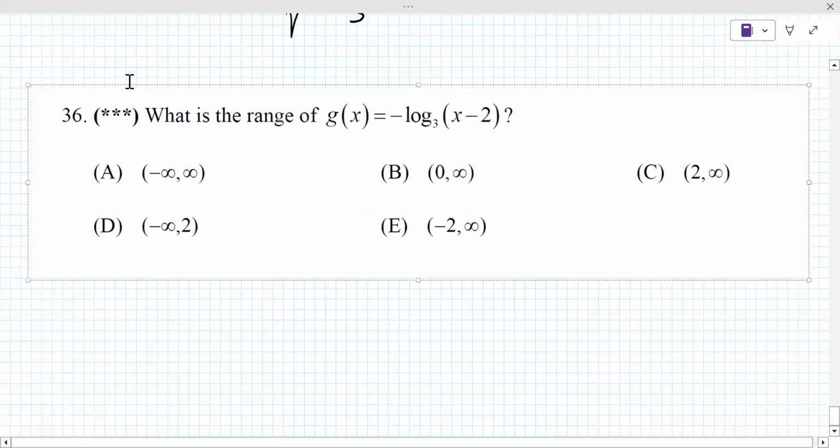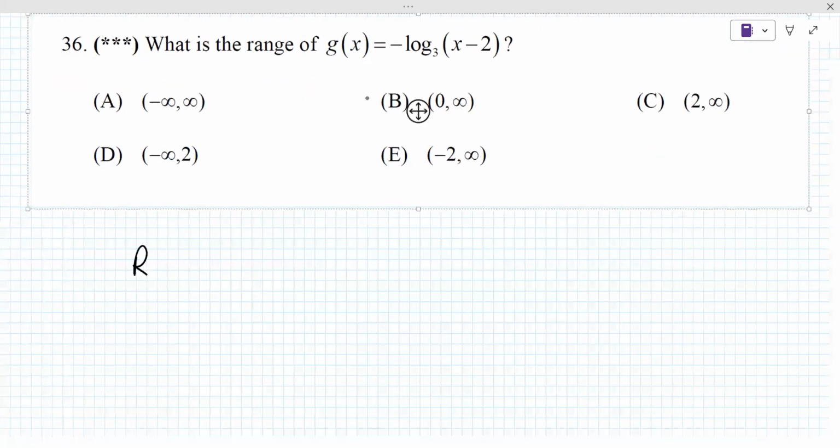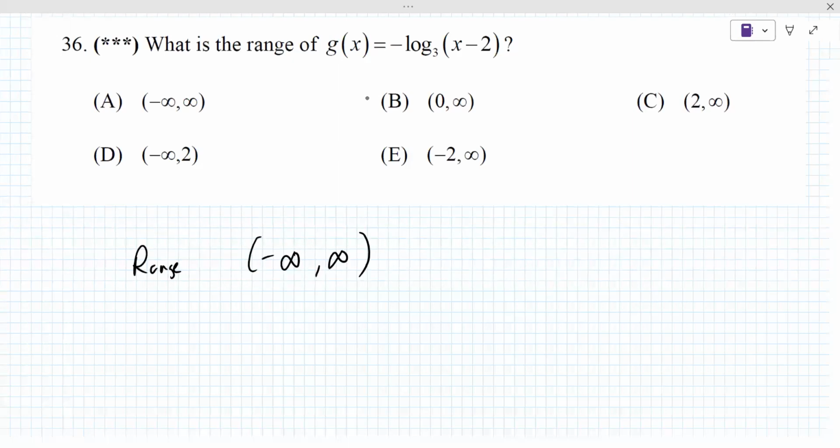All right, what is the range of this function? You know, some students call this a trick question. The range of all logarithms is negative infinity to infinity, no exceptions. Oh, that's just the rule.